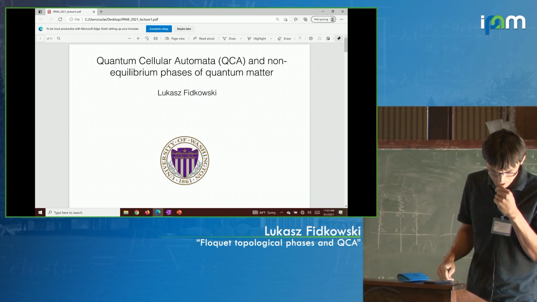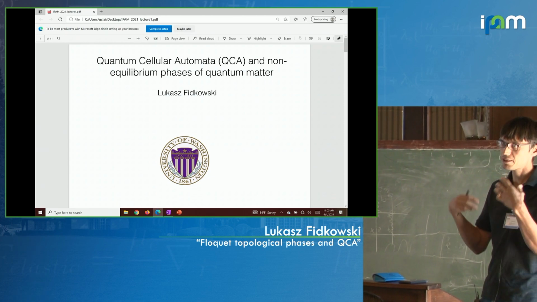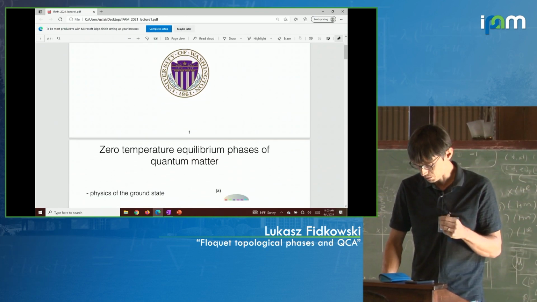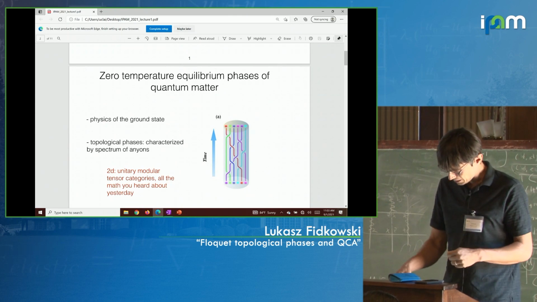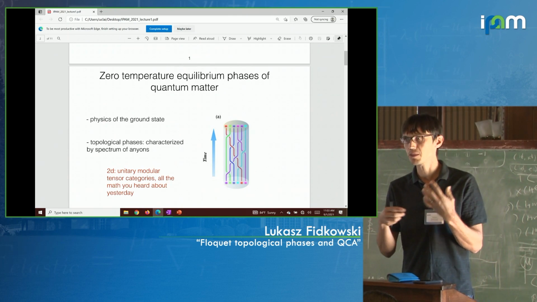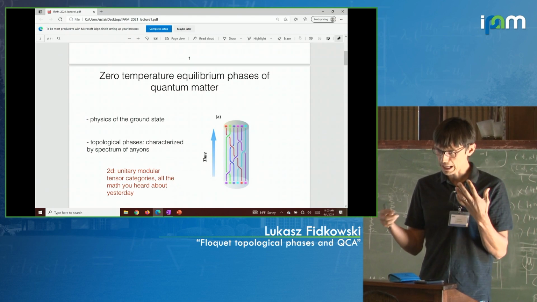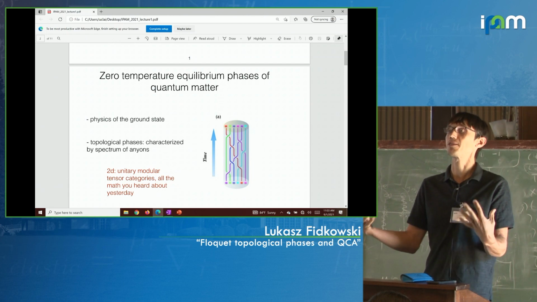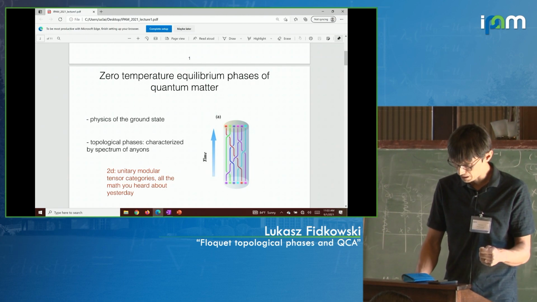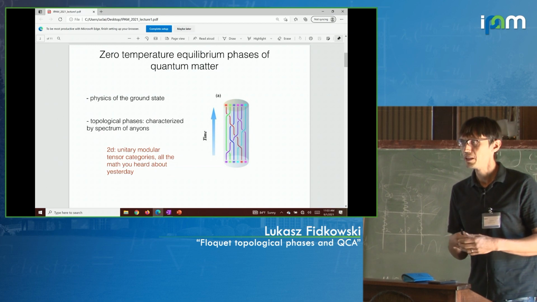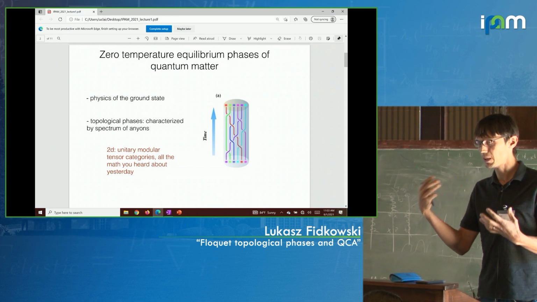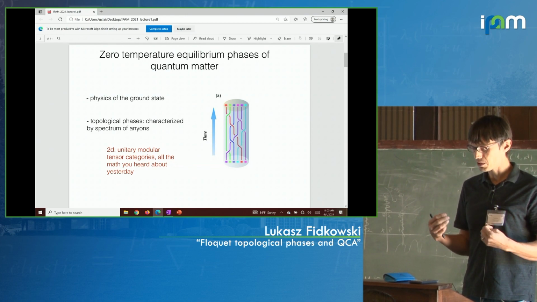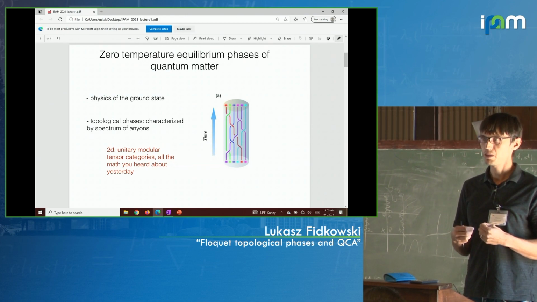Good. So let me take a step back and have a big picture view of what we mean by phases of matter. All the things that we heard yesterday, for instance, about modular tensor categories and sophisticated math: in what context is that math realized physically? For the most part, most of these mathematical structures relate to zero temperature equilibrium phases of quantum matter.